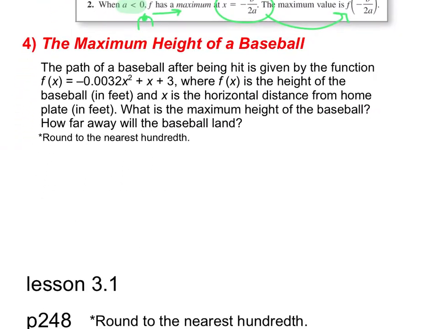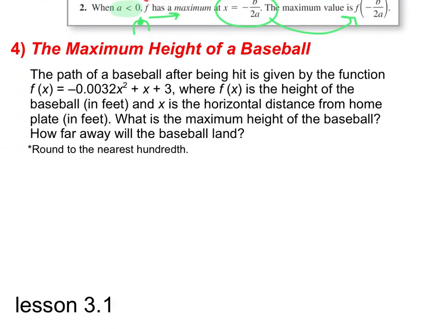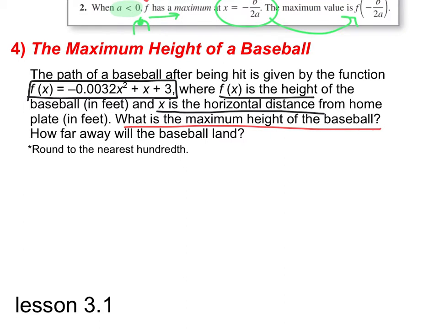So let's go ahead and practice that here. The maximum height of a baseball. The path of a baseball after being hit is given by this function. So we'll use that. F of x is the height, and x is the horizontal distance from home. There's two questions here. What is the maximum height of the baseball? So what's f of x at the maximum? And how far away will the baseball land? So from home plate, which is your x, how far away will it land?